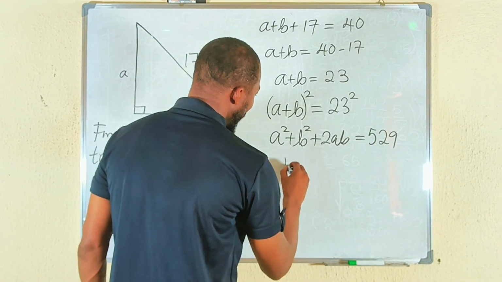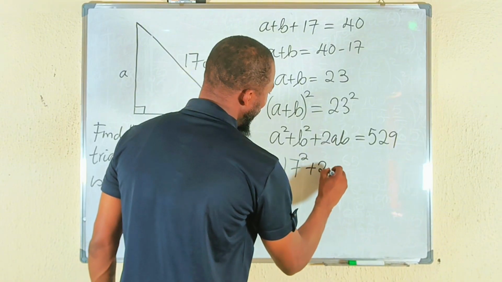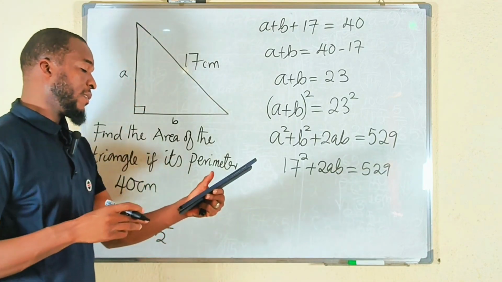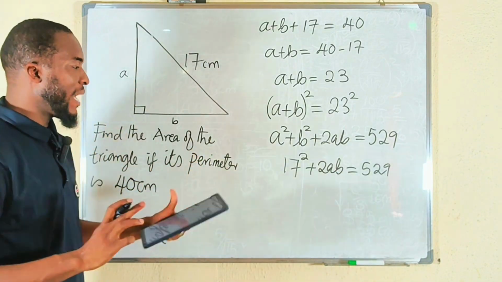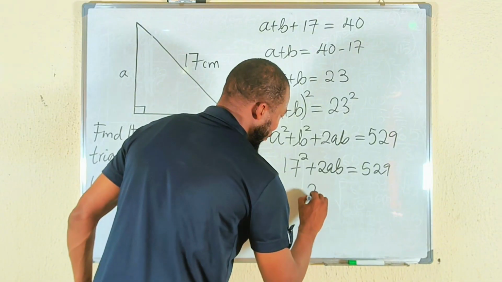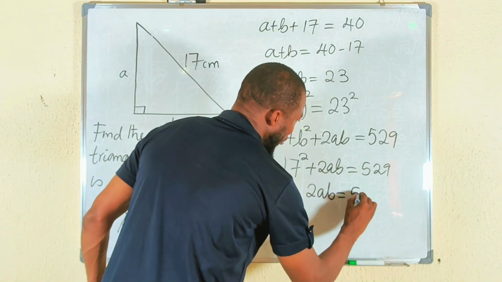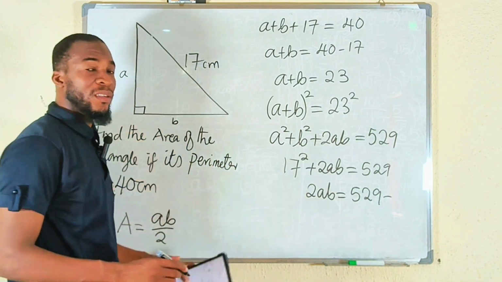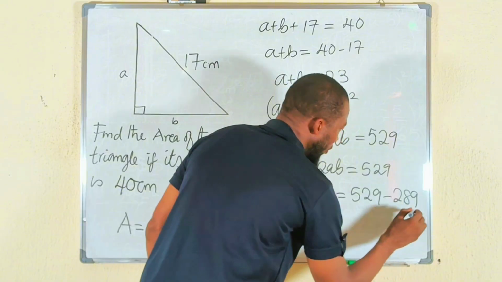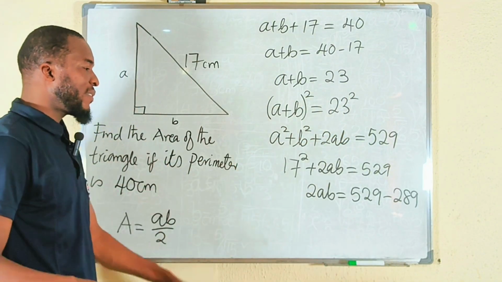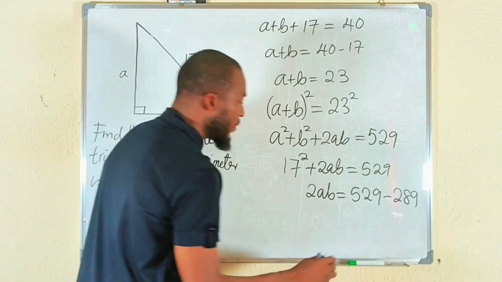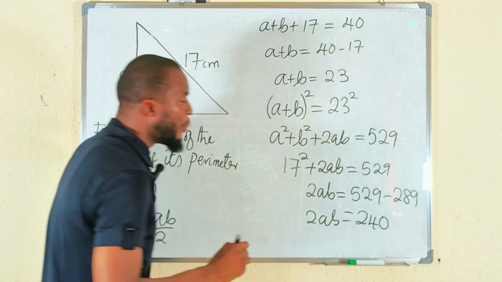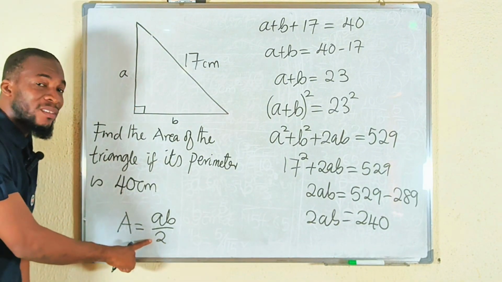So therefore, this is 17 squared plus 2AB equals 529. What is 17 squared? It is 289. So I can take it directly to the other side. I have 2AB is equal to 529 minus 17 squared, which is 289. I don't want to waste my time trying to simplify all of these things, which is going to give us 240 exactly. This is 2AB.